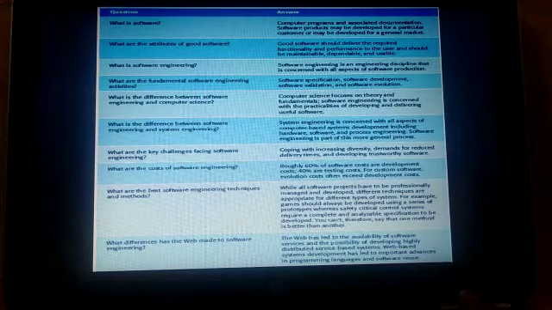Software engineering is an engineering discipline which is concerned with all aspects of software production, from the early stages of system specification through to maintaining the system after it has gone into use.